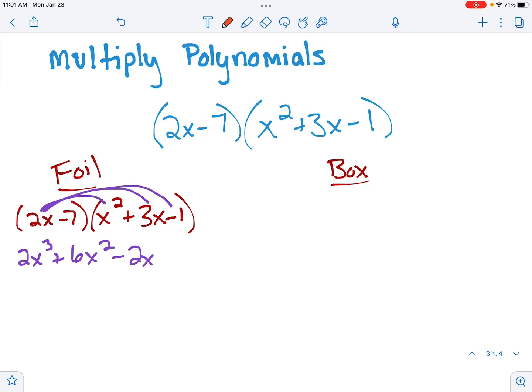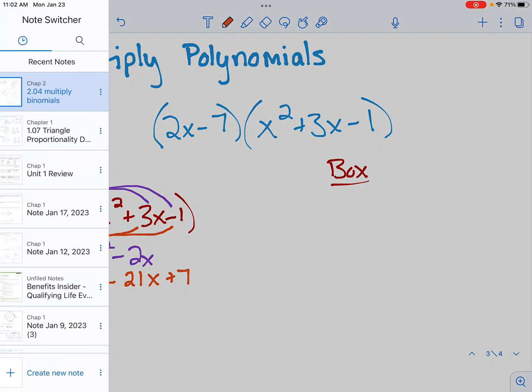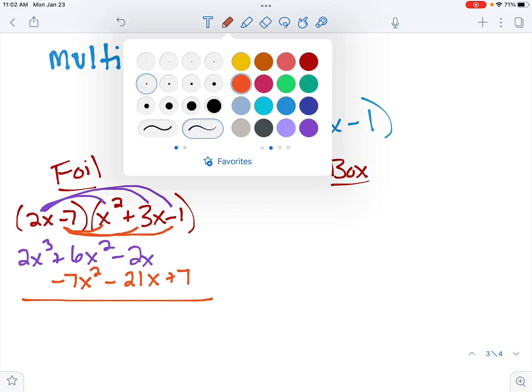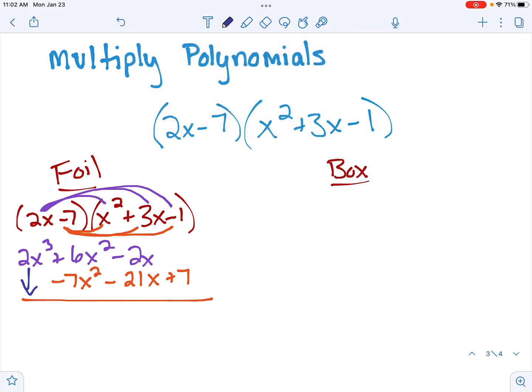Now, when I flip-flop to come down underneath, I'm actually going to write my like terms on top of each other as I multiply. So now I'm going to distribute negative 7. Negative 7 times x squared would be minus 7x squared. Negative 7 times 3x would be minus 21x. And then negative 7 times 1 would be plus 7. And this lines up my like terms just so I don't have to look for them. So I can just add my like terms together.